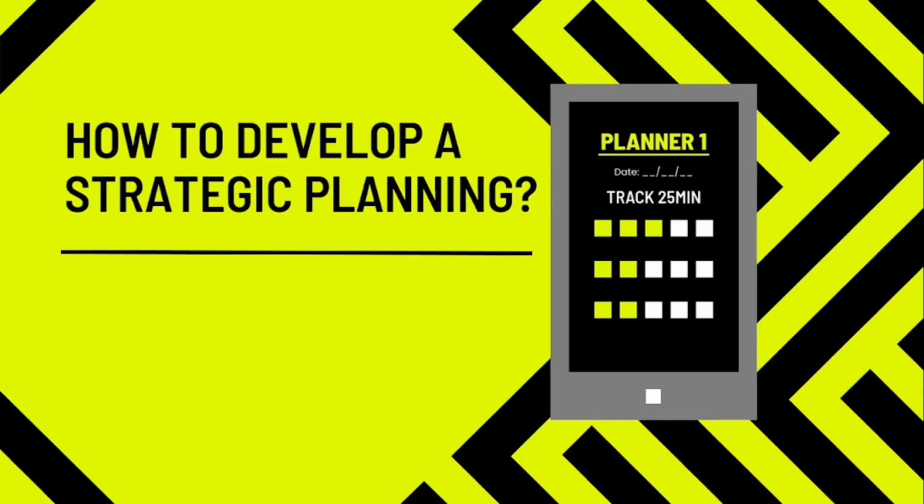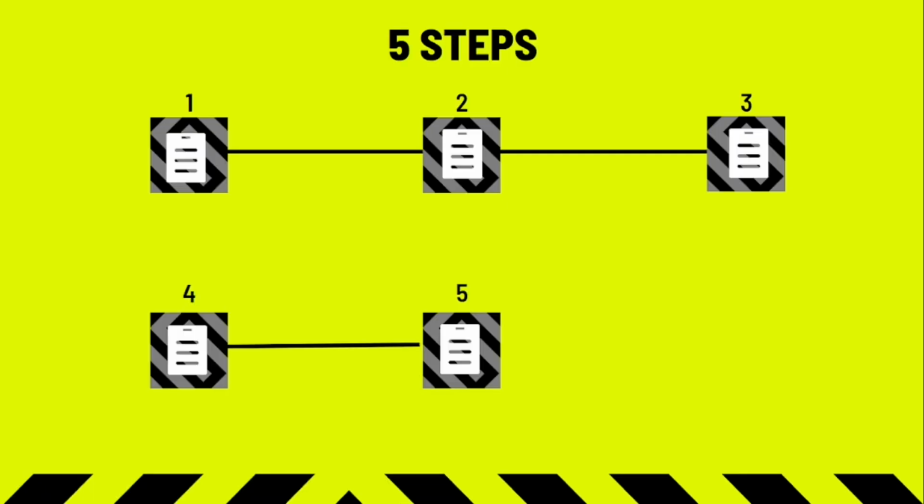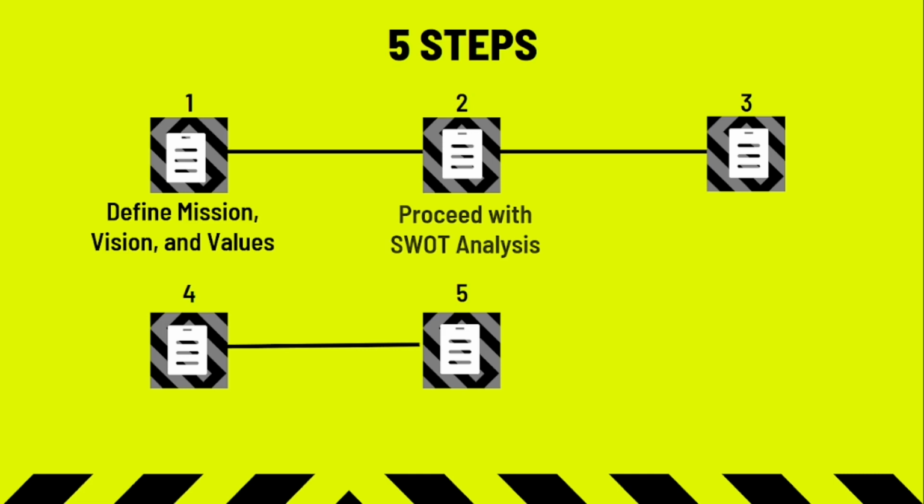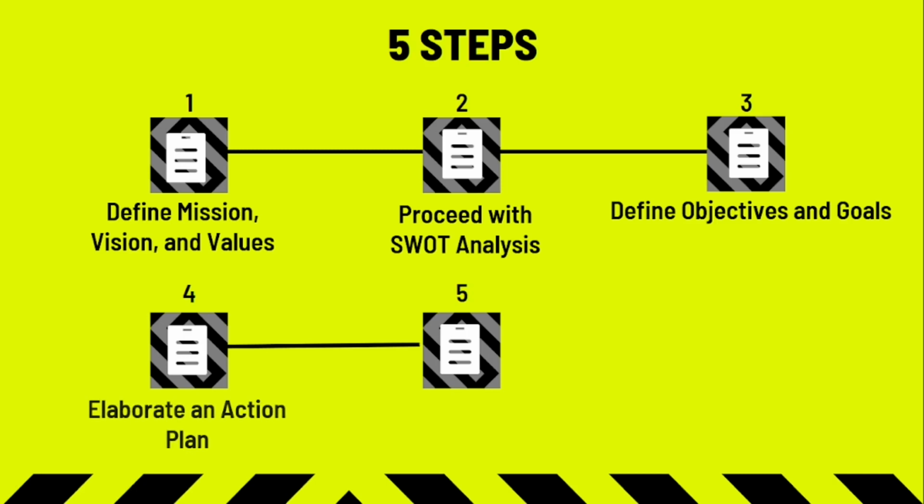How to develop a strategic planning, how to put it into practice in a simple way. You may follow 5 steps in a nutshell. First, define a mission for your company, a vision for your company, and the values of your company. Second, proceed with SWOT analysis. Third, define objectives and goals. Fourth, elaborate an action plan. And fifth, monitor the strategic plan. So let's see in more detail very quickly each one of these steps.